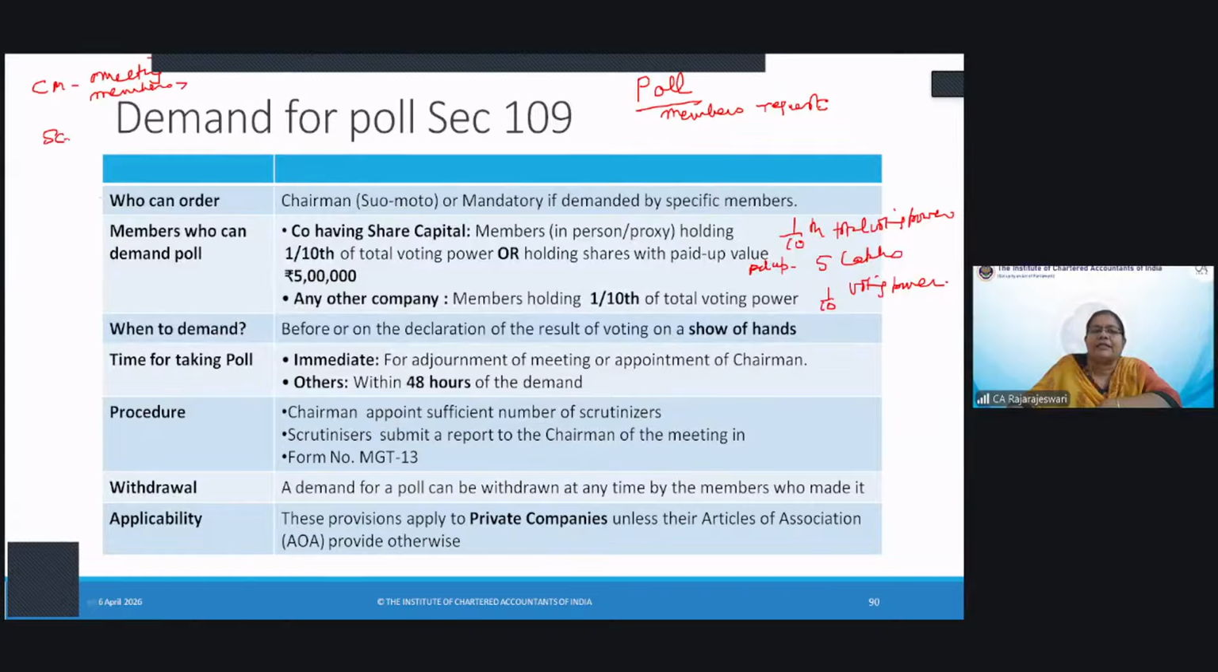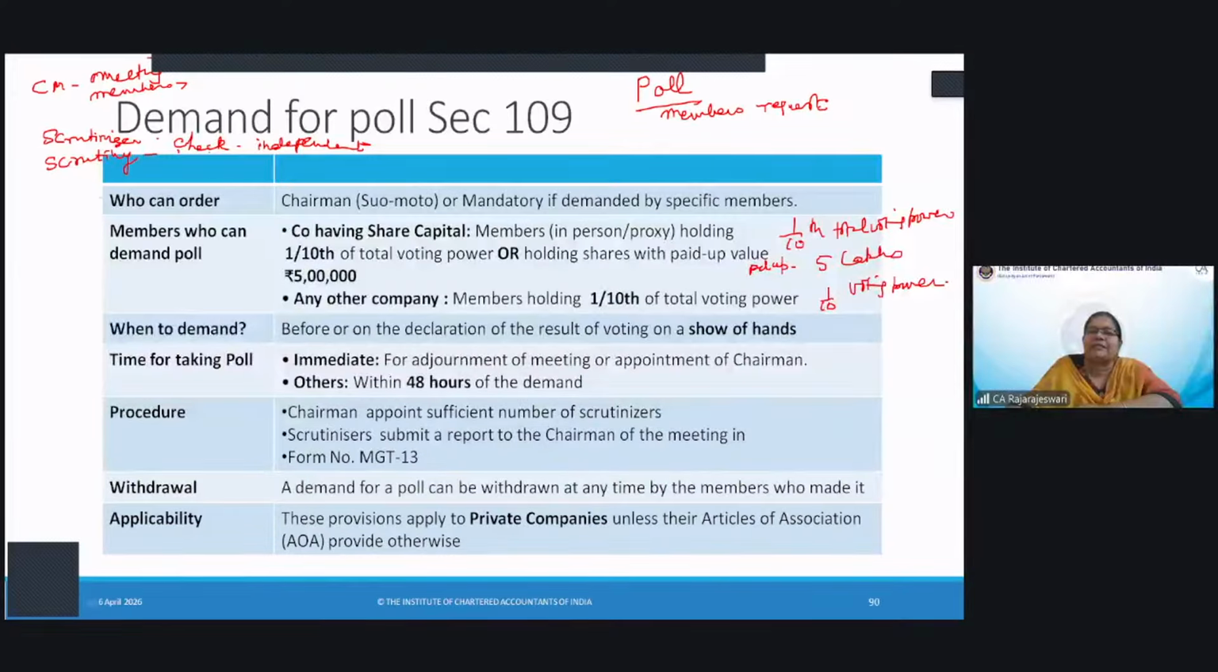What do you mean by scrutinizer? What do you mean by scrutiny? Scrutiny means he is just checking whether it is correct or wrong, whether it is done in a fair process or not. He is not in any way connected with the company. He should be an independent person, whereas the chairman need not be. He could be a member. He can be appointed as chairman in a meeting and he can go through the procedure.